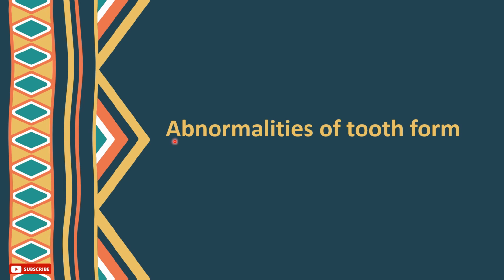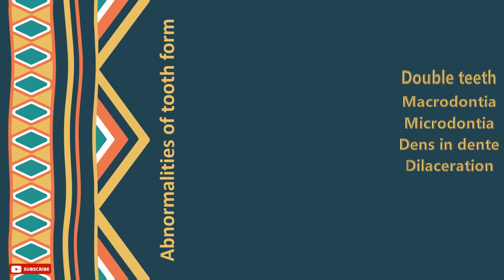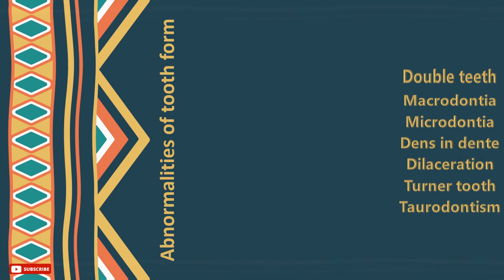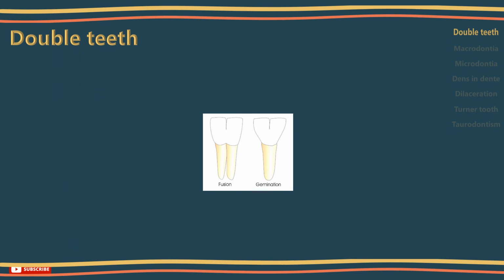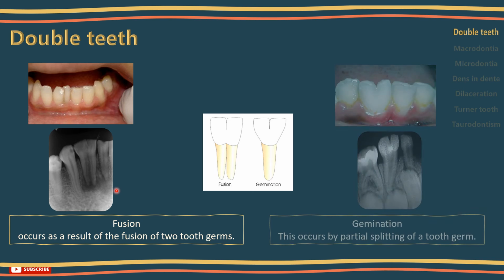Now let's discuss abnormalities of tooth form. Double teeth. It includes either fusion or gemination. Fusion means two separate teeth appear as one tooth due to fusion between the two tooth germs. And gemination means one single tooth appears as two teeth due to splitting of the tooth germ.